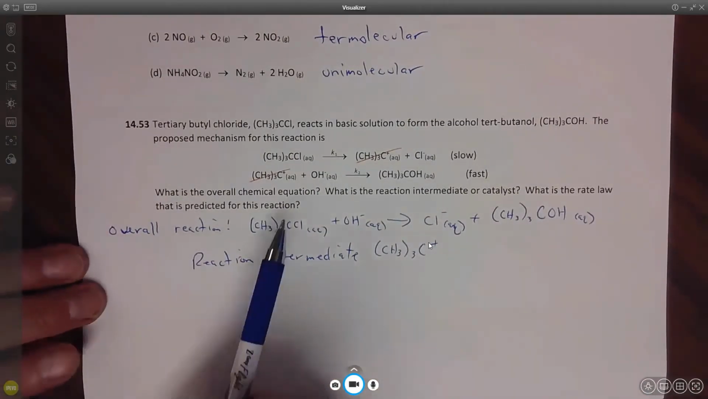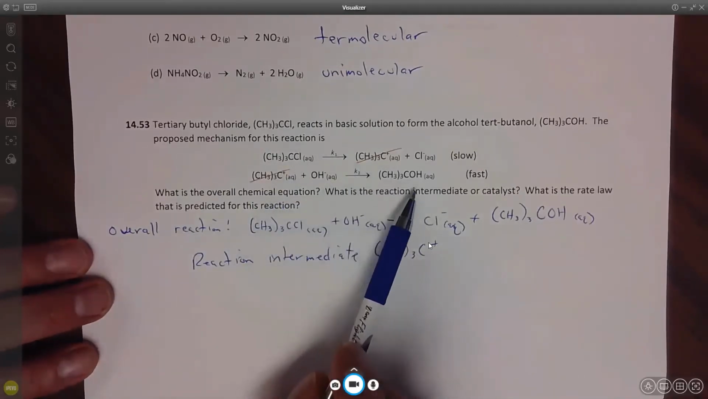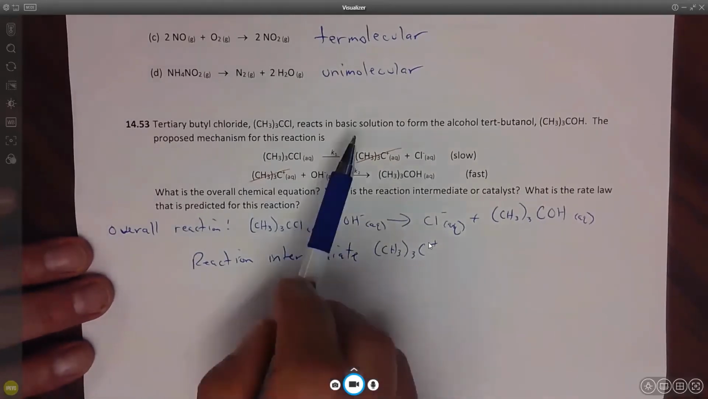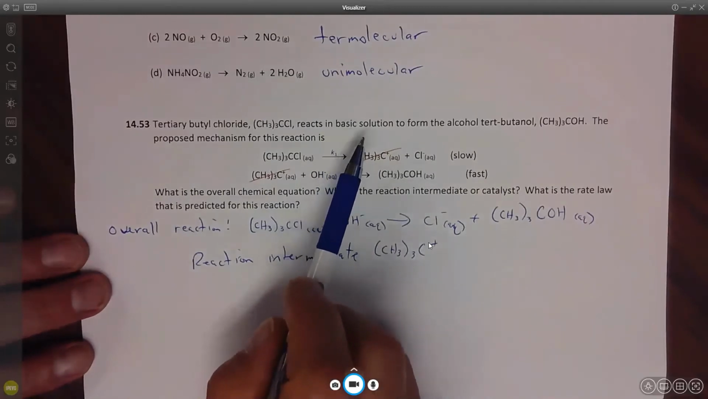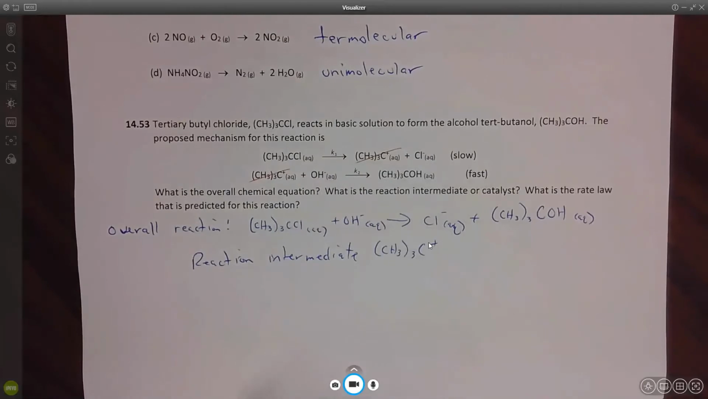The catalyst most likely would have shown up first as a reactant and then disappeared, canceled later on as a product. Okay. I think I said that it was catalyzed in basic solution earlier, which I lied. It's not. It's part of the chemical reaction. It's not a catalyst. Okay.